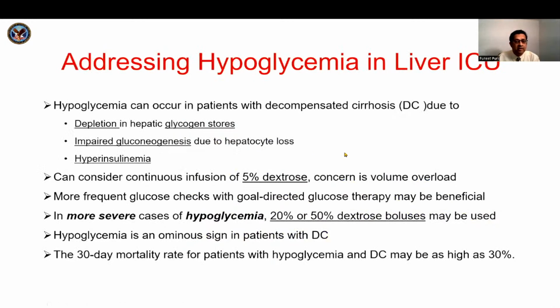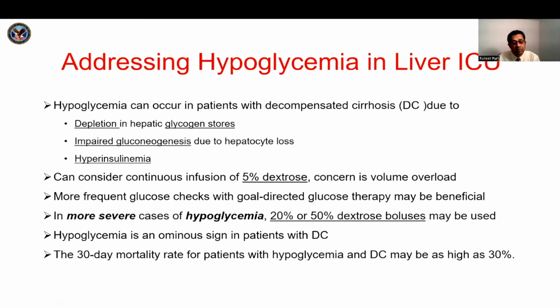So how can we address hypoglycemia in the liver ICU? We know that depletion of hepatic glycogen stores, impaired gluconeogenesis, as well as hyperinsulinemia, can all contribute to hypoglycemia in patients with liver failure. One can consider continuous infusion of 5% dextrose, but there is always concern for volume overload in this patient population. So more frequent glucose checks with goal-directed glucose therapy may be beneficial. In more severe cases of hypoglycemia, boluses of 20 to 50% dextrose may be used in concentrated form.